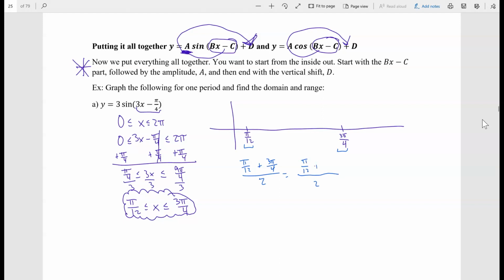So this is going to be a 12, and the other is going to be a 9 pi. So this is going to give me 10 pi over 12 divided by 2, which is going to give me 10 pi over 24, which is going to give me 5 pi over 12. All right, so that means the inside is going to be 5 pi over 12.